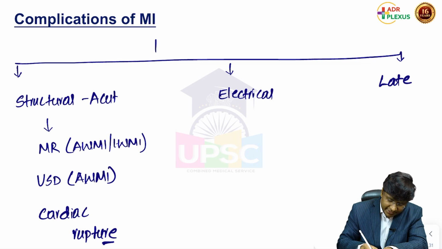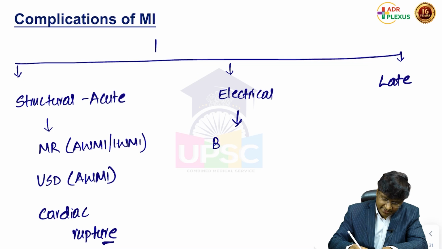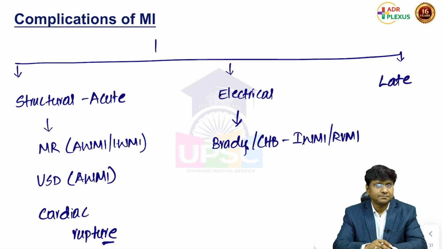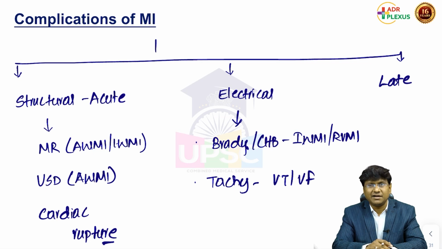Whereas the electrical complications that you will observe are bradyarrhythmias, or there can even be complete heart block. This complete heart block or bradyarrhythmias are very common in case of inferior wall MI as well as right ventricular MI, right? Then the next important electrical complication would be tachyarrhythmias. The tachyarrhythmias include VT or ventricular fibrillation.